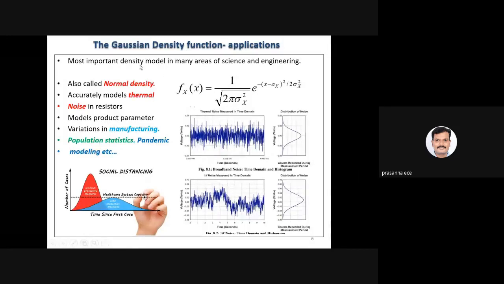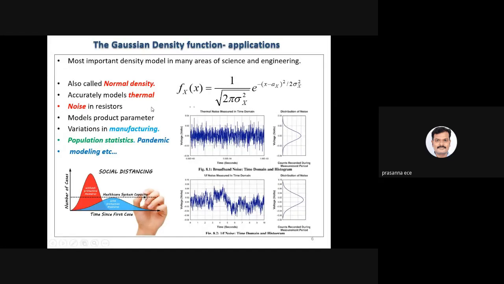The concept related to the Gaussian density function comes in almost all the fields that you are going to study. In electronic communication, communication theory and antenna theory, whatever you study, this Gaussian density function will play a very important role. It is also called a normal density function, or sometimes a normal curve.